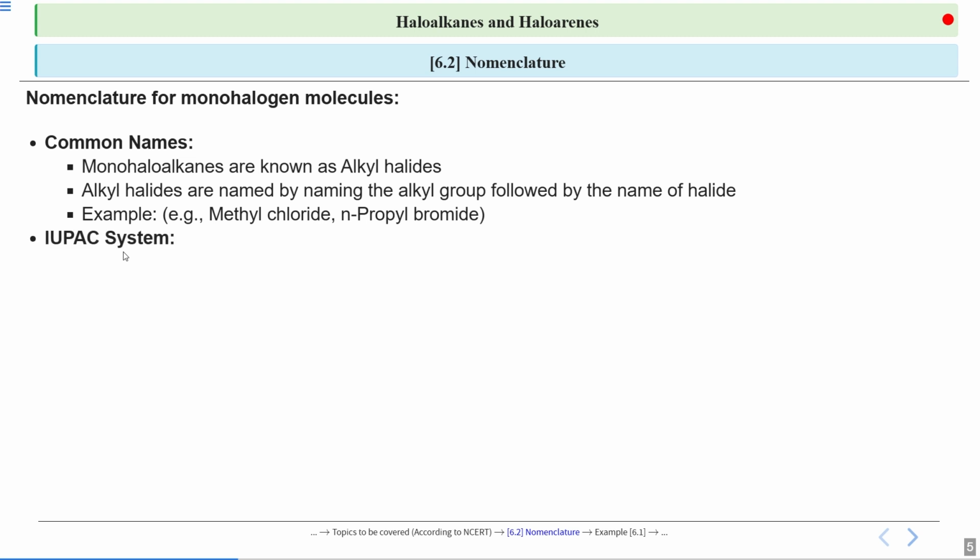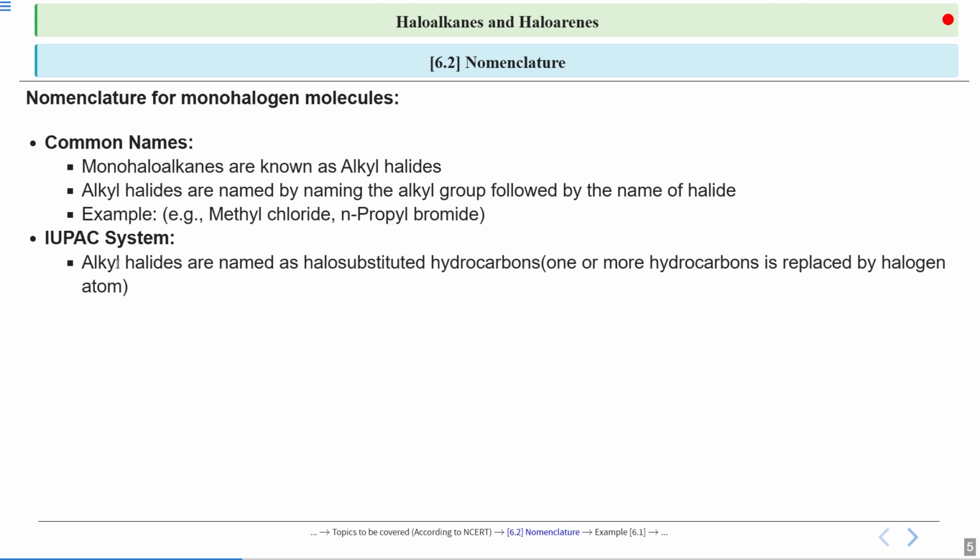Let's see the IUPAC system. According to the IUPAC system, alkyl halides are named as halo substituted hydrocarbons, where one or more hydrogens of the hydrocarbon are replaced by halogen atoms. So the name of the hydrocarbon is halo substituted, which means halogen is present in it. That's why substitution happens.